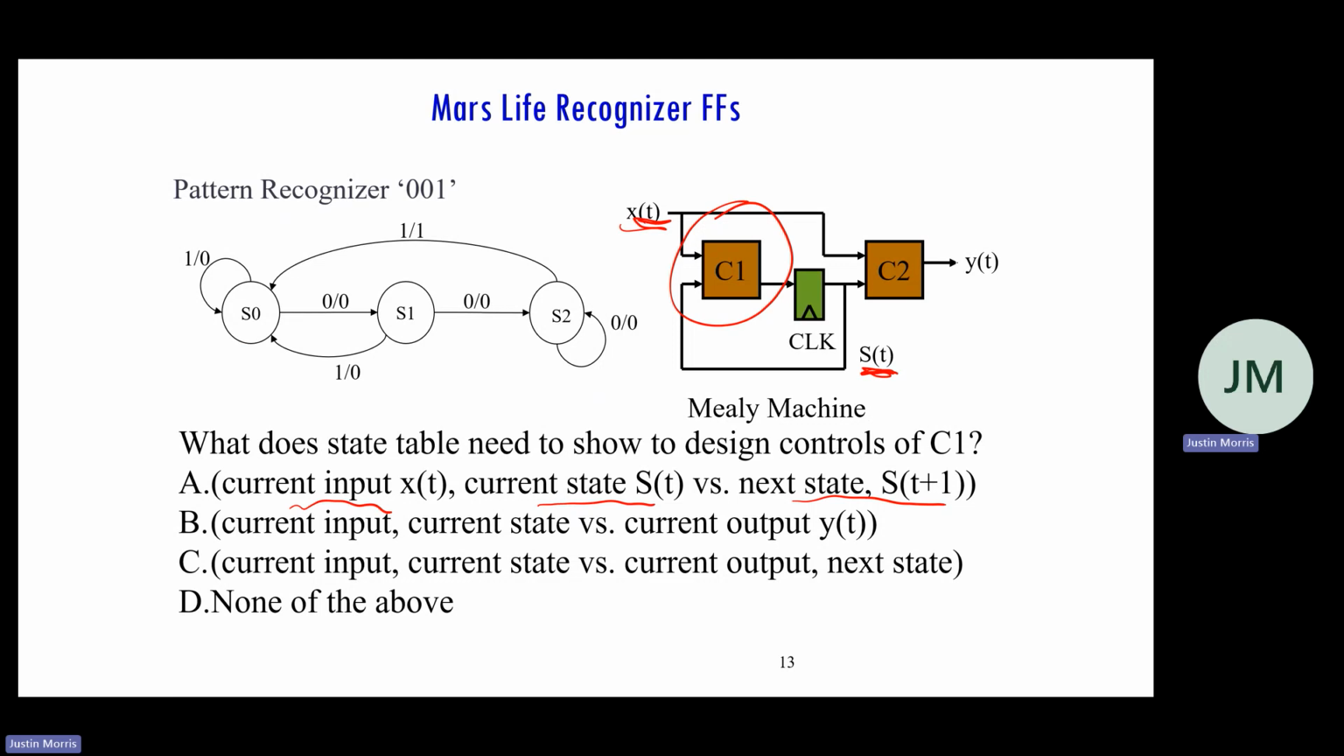So we like A. Current input, current states. If it's not current output, that is the job of C2, right? So we don't like B. Current input, current states, current output, next states. Again, we're not handling the current outputs in C1. So we've confirmed that we like A, right?